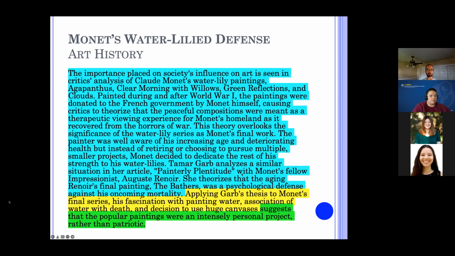And you'd actually be more effective as far as an abstract by really building these later parts. Like, why does this matter? Yes, it's interesting that the paintings were an intensely personal project rather than patriotic, but what are you actually going to be telling us about that that's new, that's original? So really for me, where this one comes up short is that it doesn't do nearly enough to actually say, here's why this matters. Here's my new original contribution that's going to bring somebody in. Does that make sense?